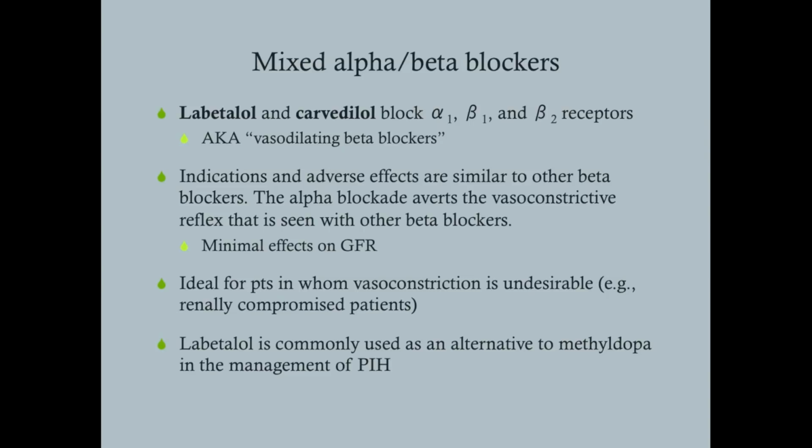So the indications and adverse effects are very similar to the other beta blockers, with the exception that we don't get the vasoconstrictive reflex that's seen with the other beta blockers. There is a reflex, but it's basically being blocked by the blockade of the alpha-1 receptor, which allows a vasodilation. And so because of that, it has minimal effects on the glomerular filtration rate. So as I said, this is ideal for patients in whom vasoconstriction is undesirable, such as renally compromised patients, older patients, and then black patients, African Americans. They tend to have more issues with their kidneys when they have hypertension.